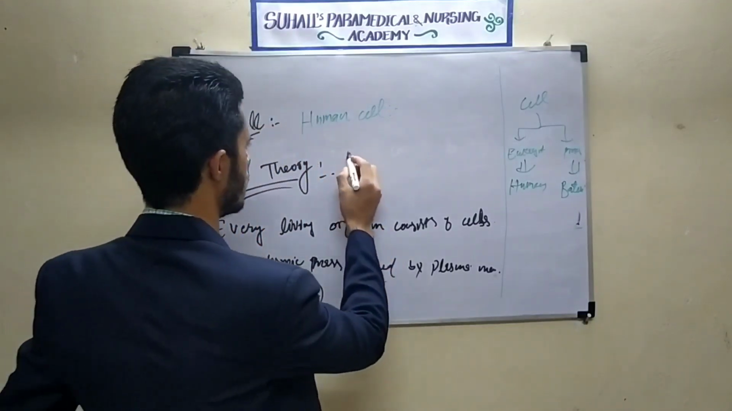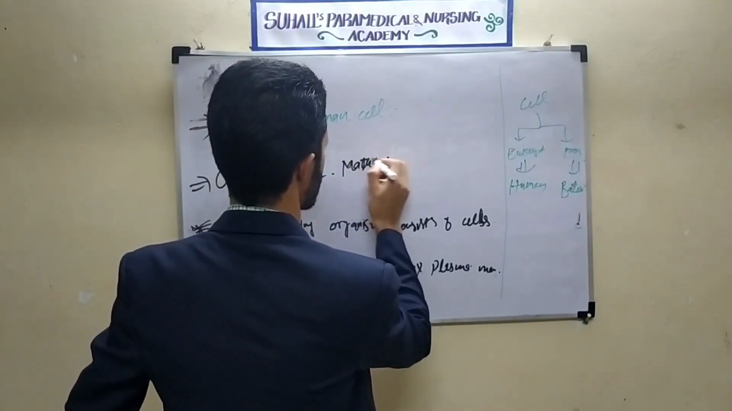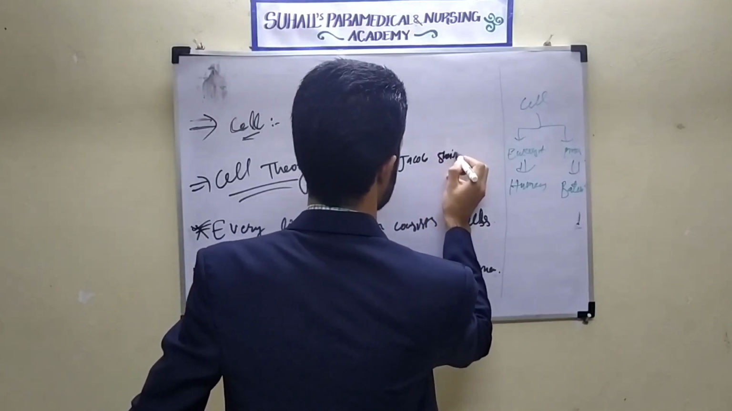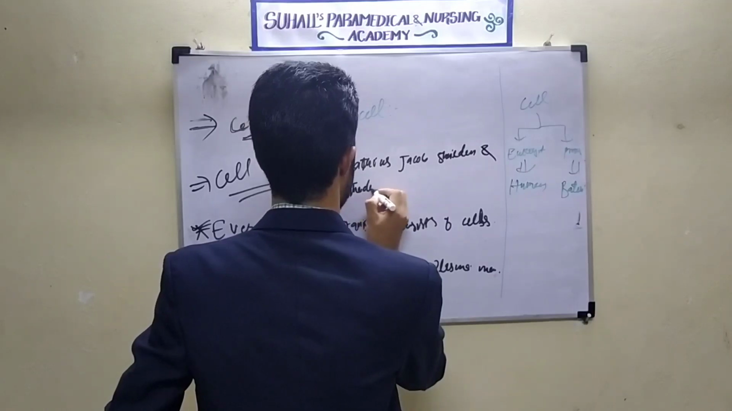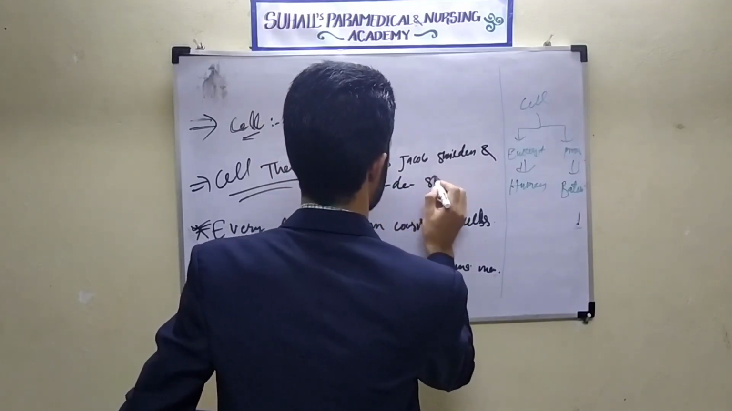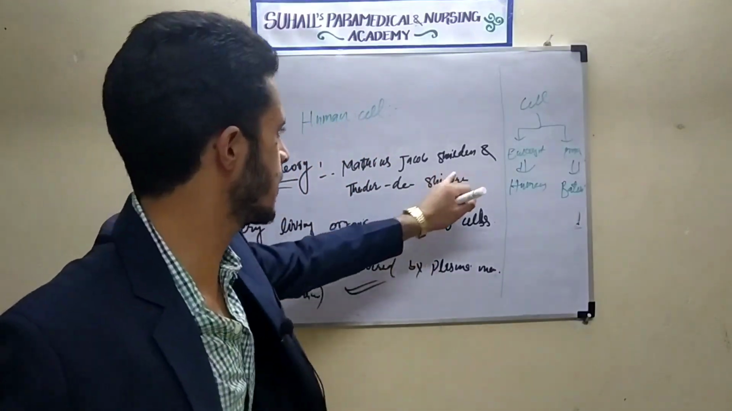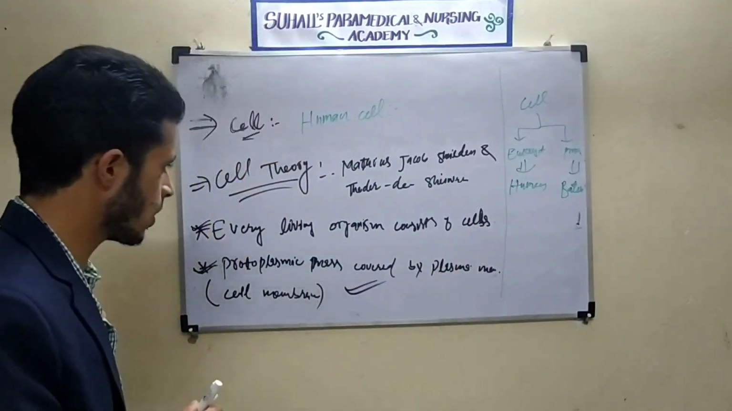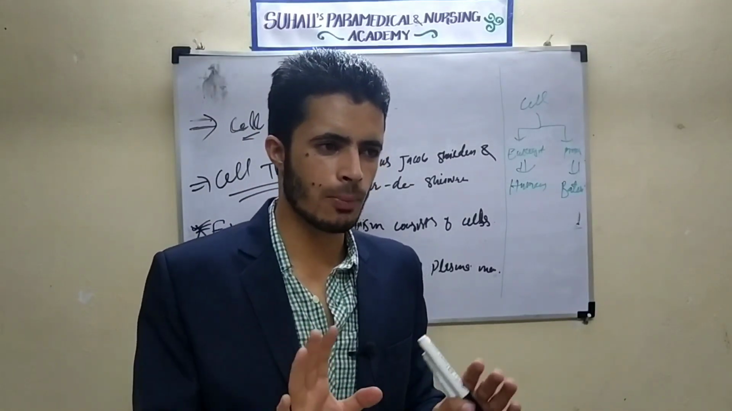This cell theory was given by Matthias Jakob Schleiden and Theodor Schwann. You can search in the book also, it will be written there. This was all about the cell theory. So they gave the basic idea of what a cell is.